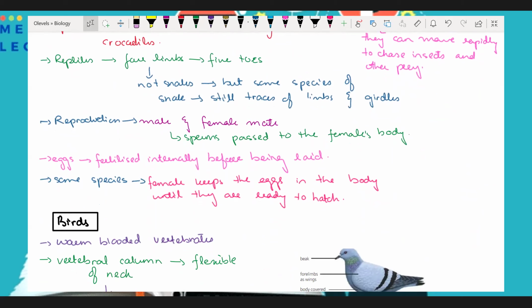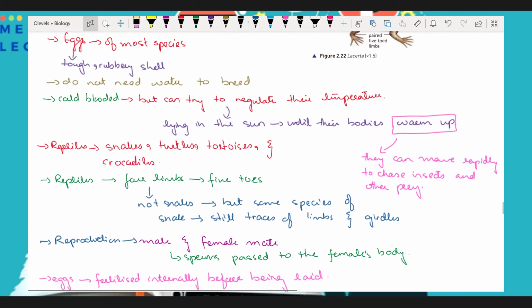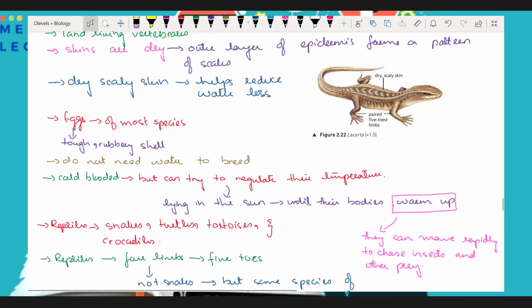Could you repeat the part about their eggs? Okay. I told you about their eggs, that they don't need water to breed, right? In the case of amphibians, we know they lay eggs in water, right? But reptiles do not need water to breed, so their eggs are very tough, and their shells look like a rubbery sort of material.